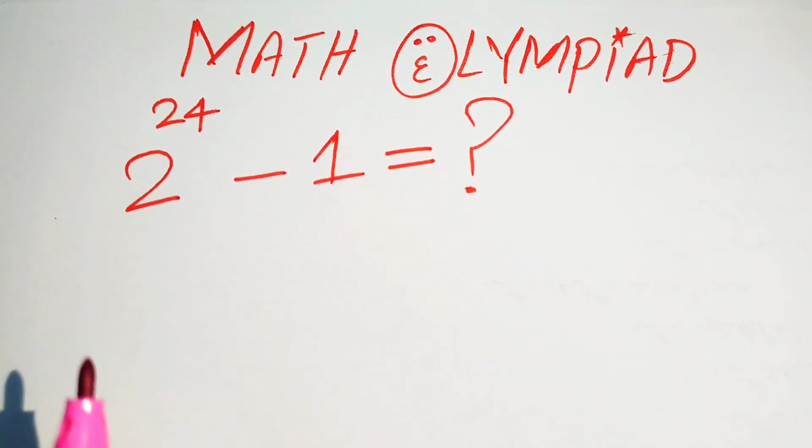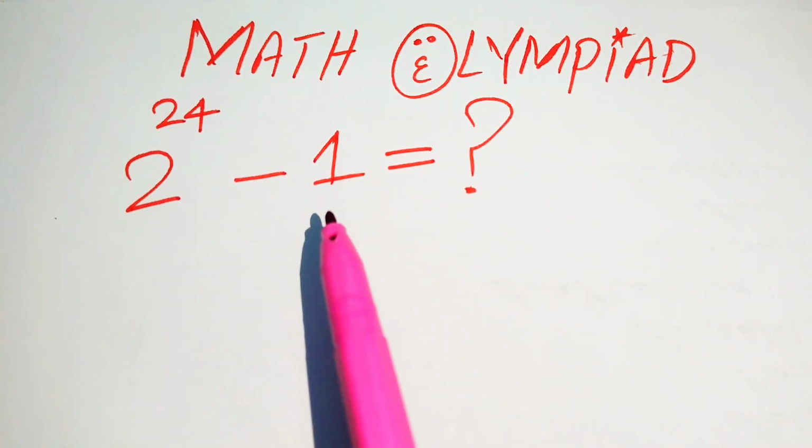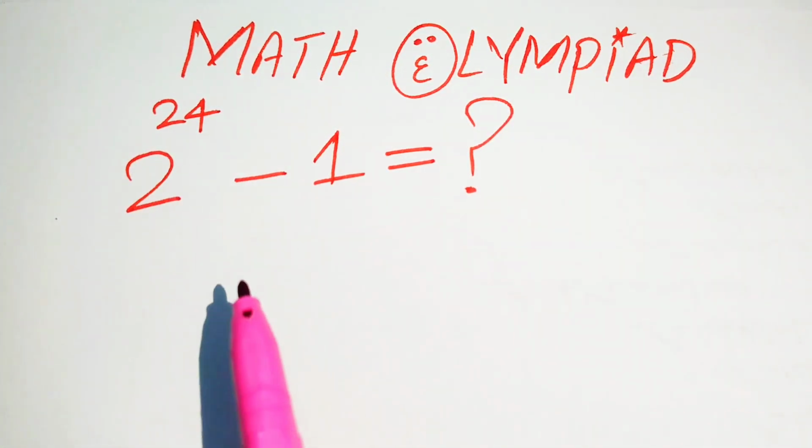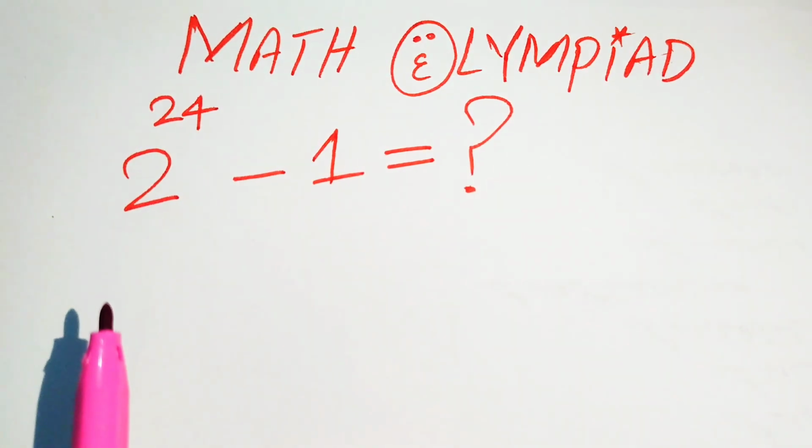Hello everyone, welcome to solve this math Olympiad algebra problem, and here we have 2 to the power of 24 minus 1. We just convert this algebraic expression into the simplified form.